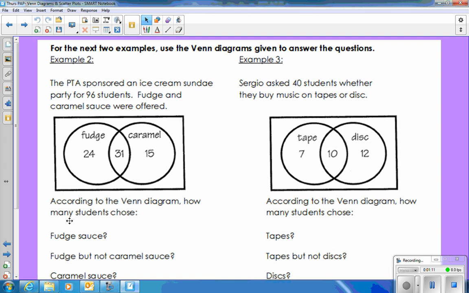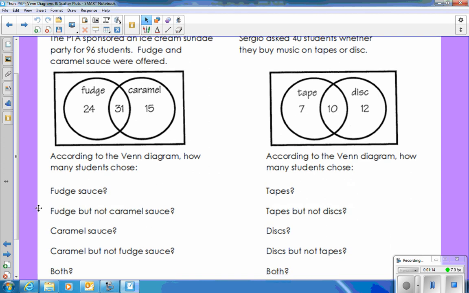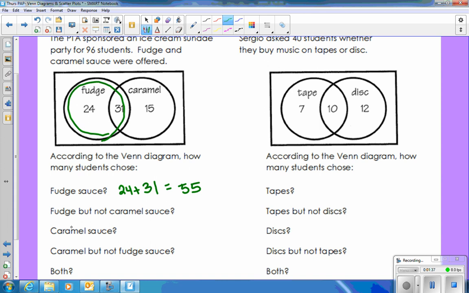So looking at our next two examples, it says PTA sponsored an ice cream sundae party for 96 students. Fudge and caramel sauce were offered. So how many students chose fudge? Well, in this case, we're looking at all the students who chose fudge, not the ones who just said fudge only. So that's going to be found by doing 24 plus 31, which is 55. Fudge but not caramel sauce is just this area, so 24.